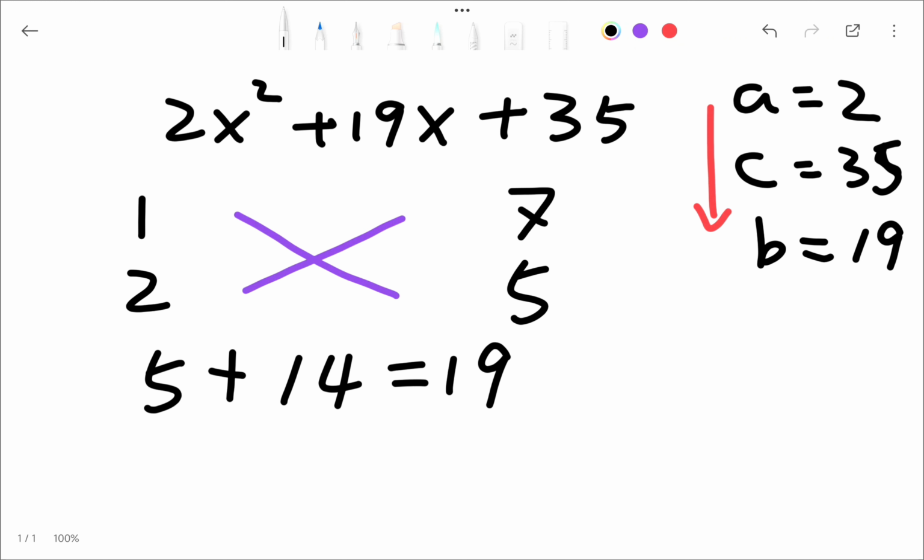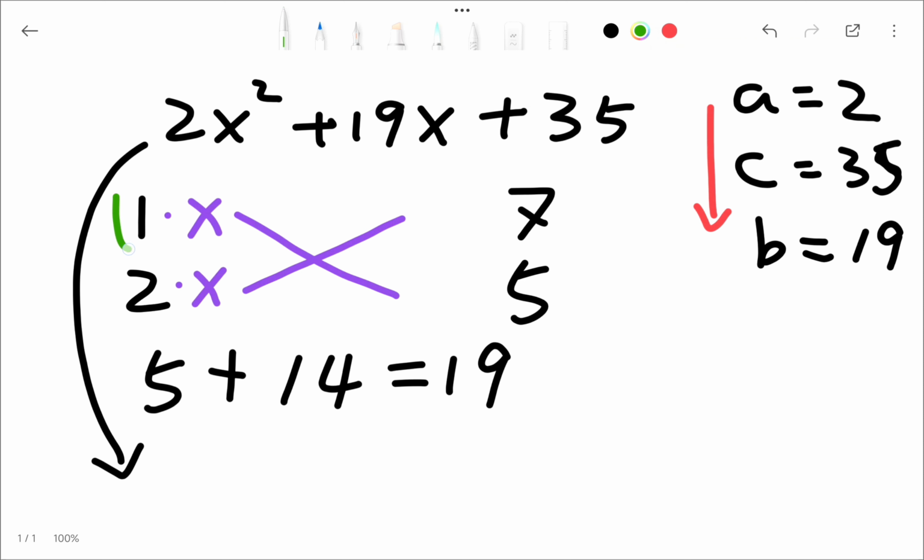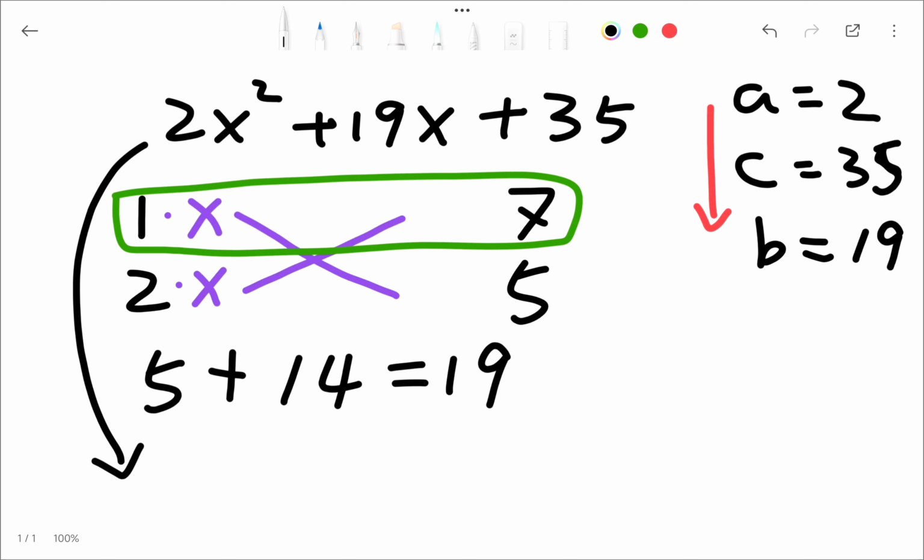Now, how can we write out the final answer in the form of two sets of brackets multiplying together? We simply multiply the factors of A with the variable. And the first set of brackets is the first row of the cross multiply. And the second set of brackets is the second row of the cross multiply.